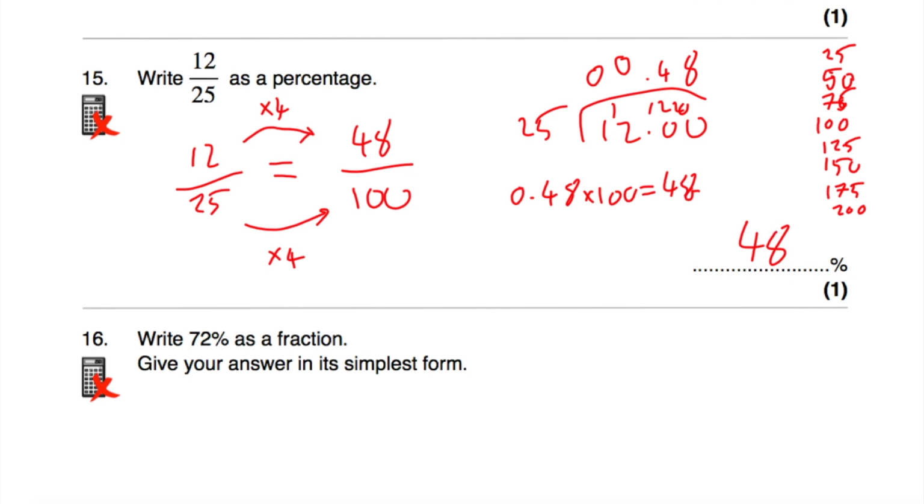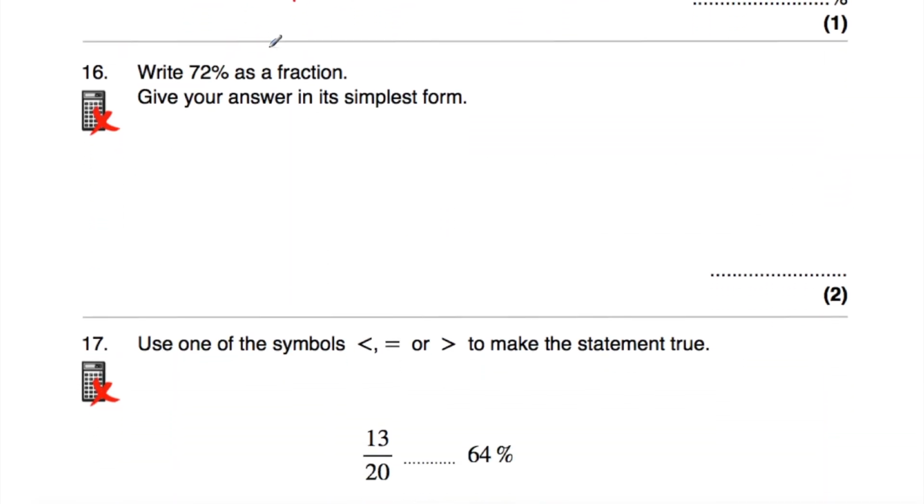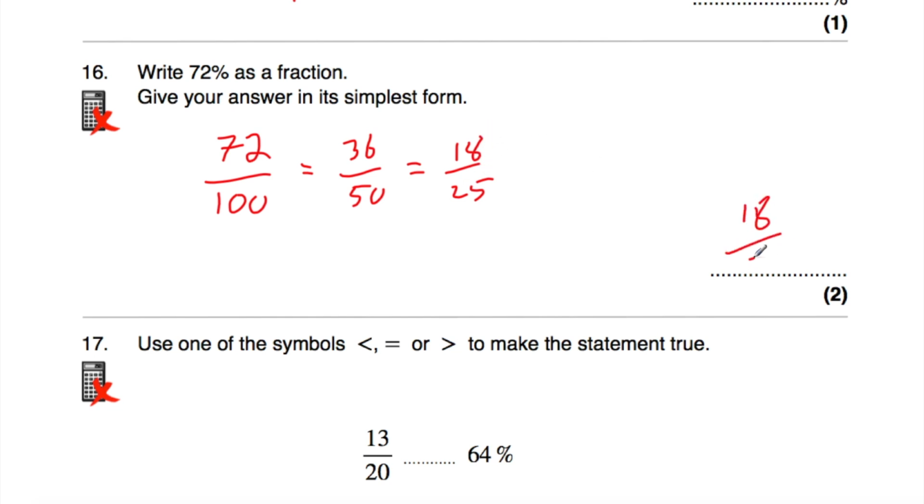Okay, question number 16. Question number 16 says to write 72% as a fraction and to give our answer in its simplest form. So 72% will be 72 out of 100. We're going to divide both of these by 2. That's going to be 36 out of 50. We could divide this by 2 again to get 18 over 25. So that's our answer, 18/25. So 72% as a fraction in its simplest form is 18/25.